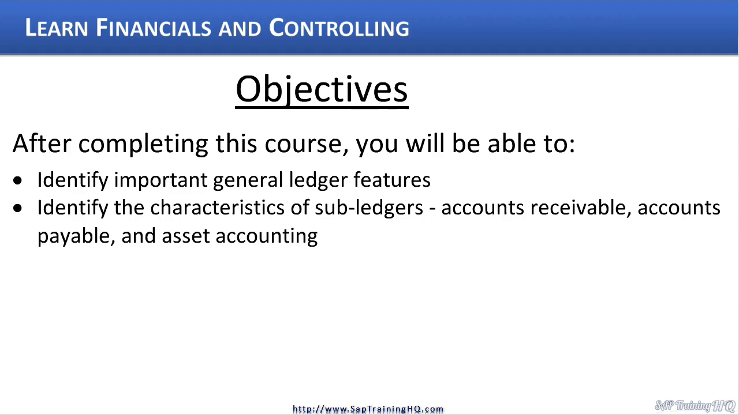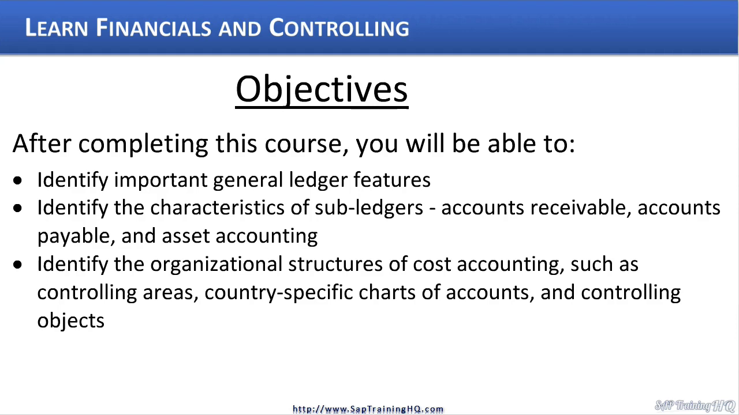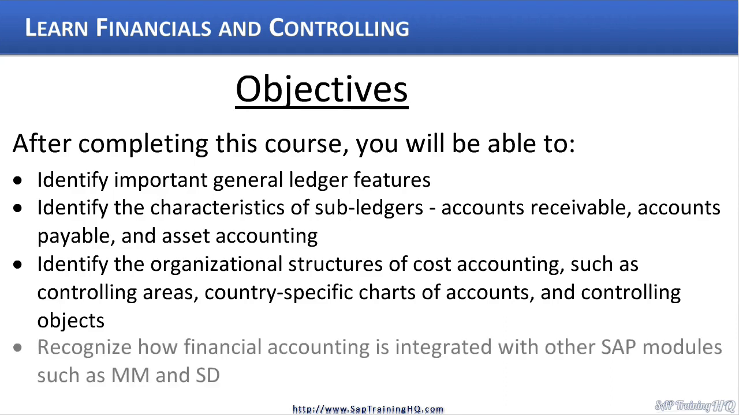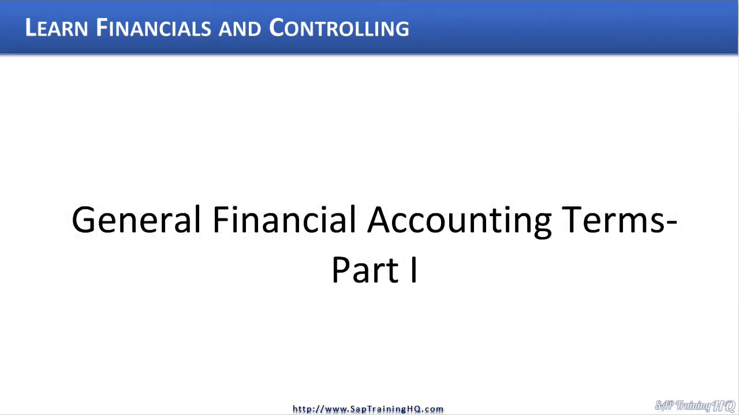You will also be able to identify the organizational structures of cost accounting, such as controlling areas, country-specific chart of accounts, and controlling objects, and recognize how financial accounting is integrated with the other SAP modules such as Materials Management and Sales and Distribution. Let's now move on and begin with the first part of the first section of this course. So let's focus on the general financial accounting terms. In part 1 of this section, you will learn about the organizational units of R3, company code, and country templates.